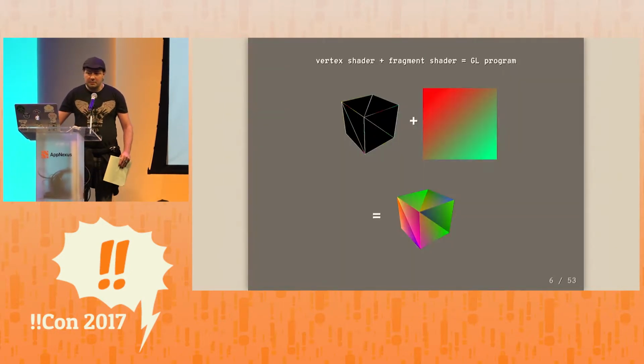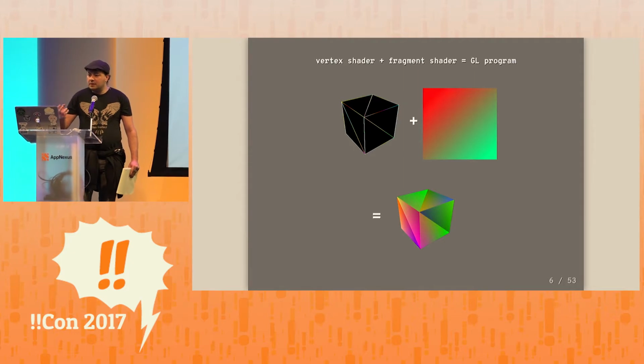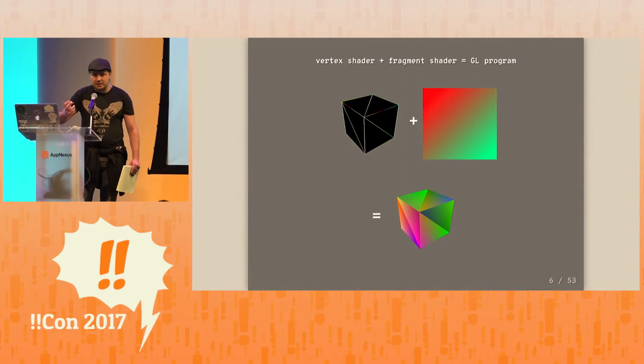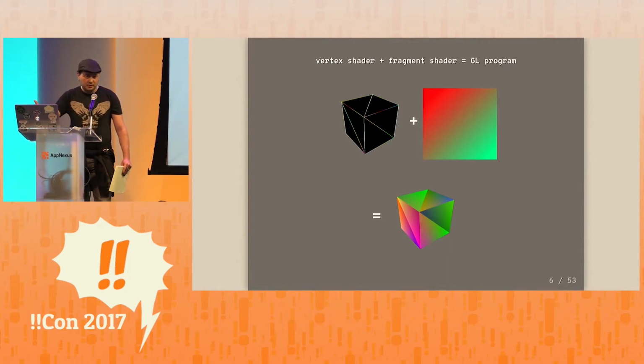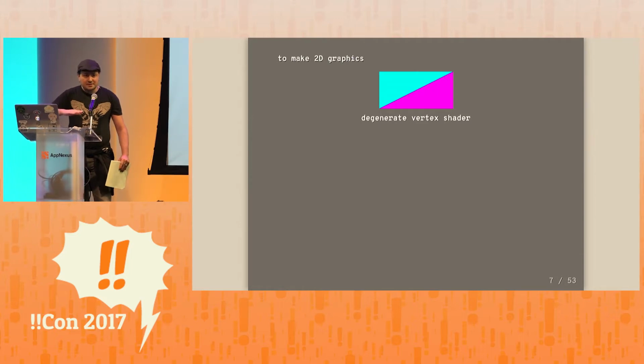So a WebGL program has two parts. One lets you render points in space. The other does pixel color values: vertex shader, fragment shader. Together, you make a 3D object with colors, right? You can do 2D graphics by rendering a flat plane and then painting a surface on that. And there's a bunch of hobbyists who do that.